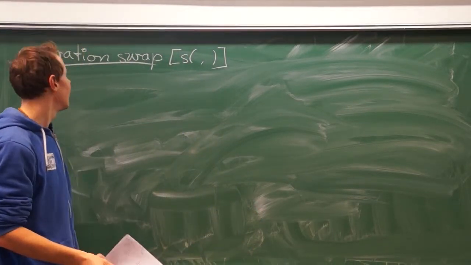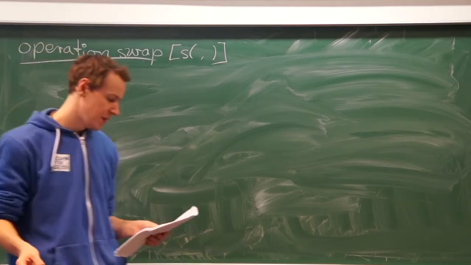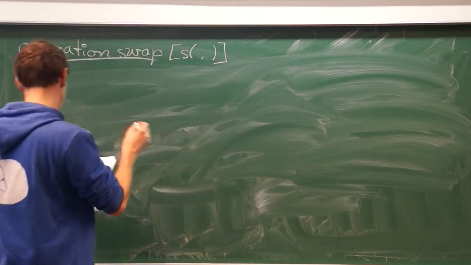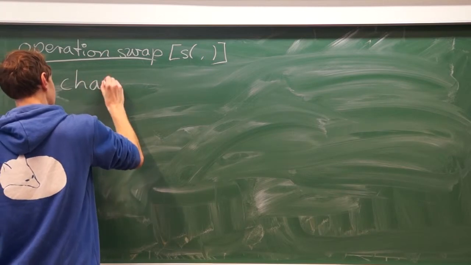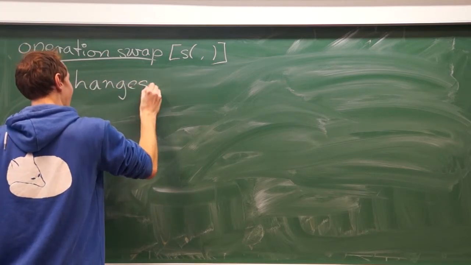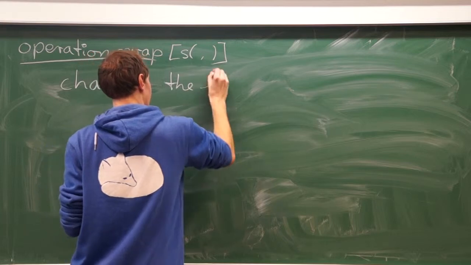So next we have a look at an operation. It's called swap, and what it does, it changes the landings of two objects.